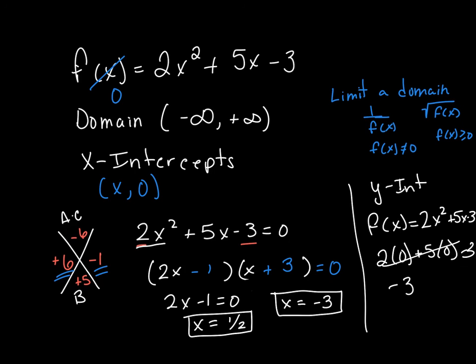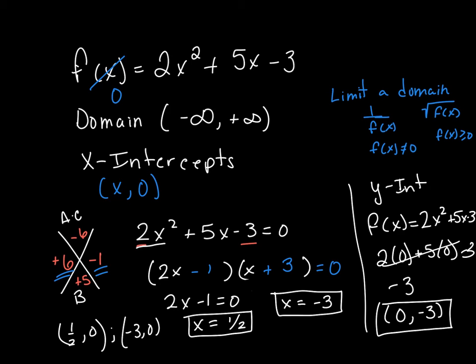I am going to go ahead and write both of those as points. So my y-intercept can be written as (0, -3). And let's come back over here and write those two x-intercepts as points. So this x-intercept would be written as (1/2, 0). And then the next one would be (-3, 0).